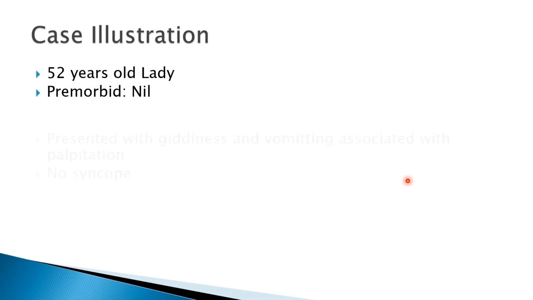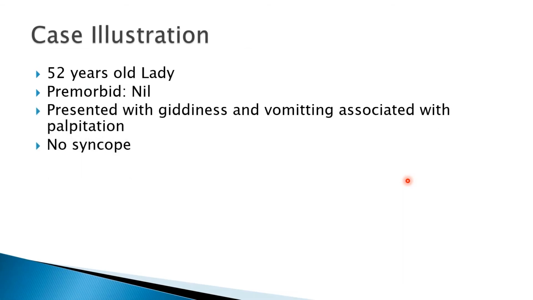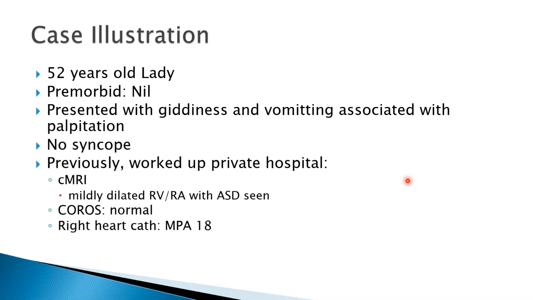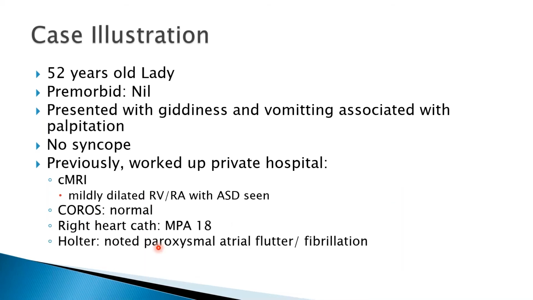It's a 52-year-old lady with pre-morbid NEU. Unfortunately, this lady came with severe giddiness, vomiting, and then associated palpitations, but there was no syncope as a point of contact at that point of time. Of course, workup in a private hospital had many investigations done, cardiac MRI and so forth, and of course, a right heart cath. You can see that this patient had an ASD, mildly dilated, but has not come to a point where they have pulmonary hypertension yet. Holter done was just showing some proximal atrial flutter fibrillation from the private hospital itself.